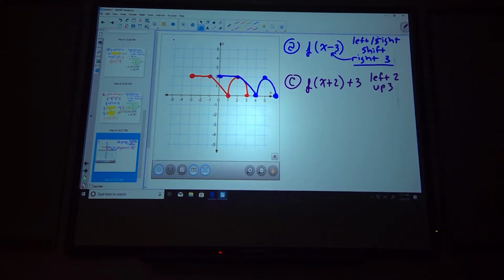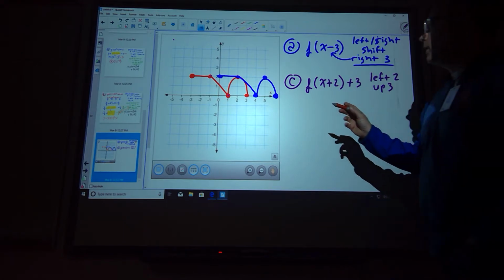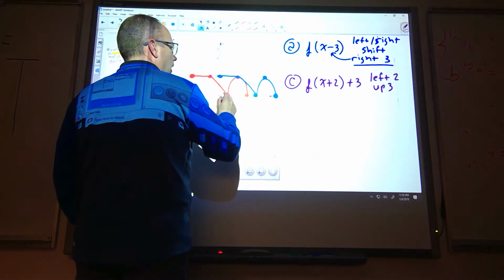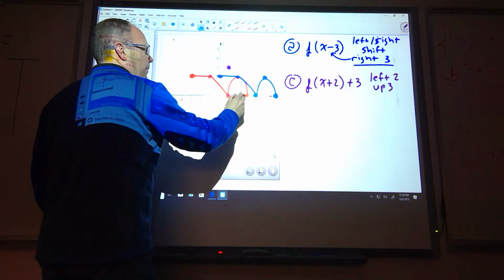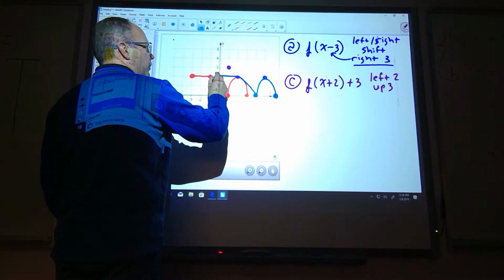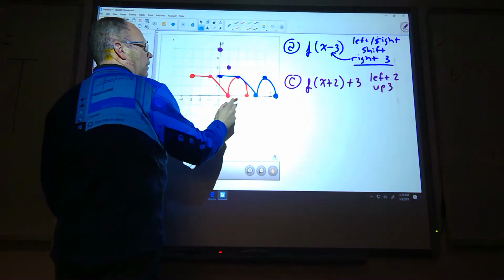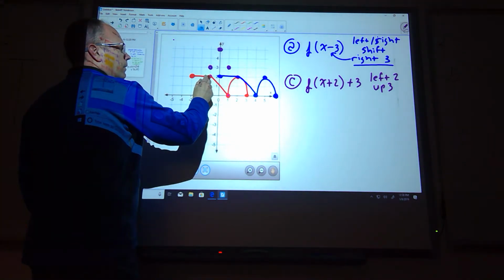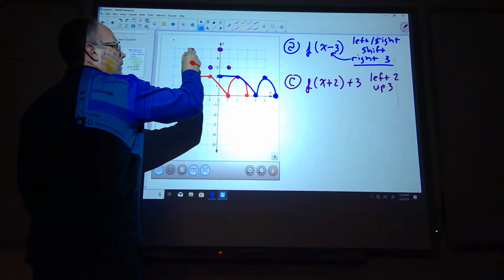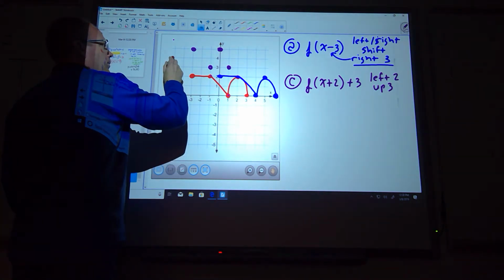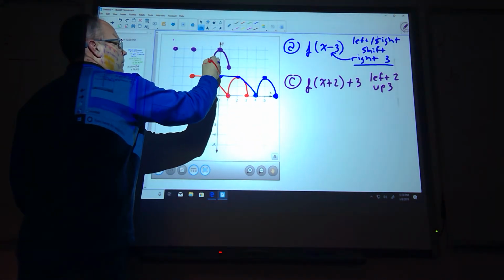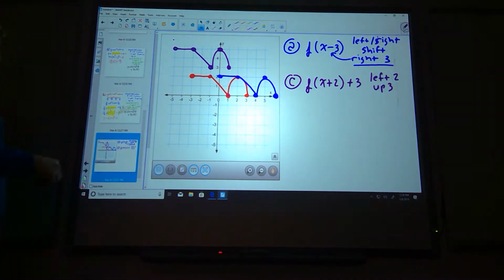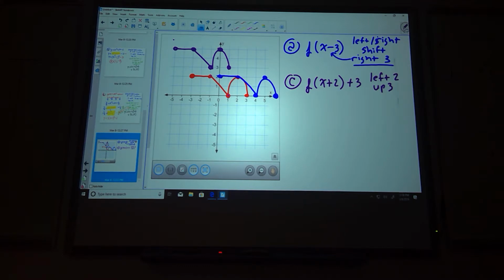What color was my original graph? Red or blue? Red. So I'm going to shift the red one. So I'm going to go left two, one, two, and up three. So that's where that point went. Left two and up three. Left two, up three. Can you see how the purple shifted is the shift of the red? Like that?